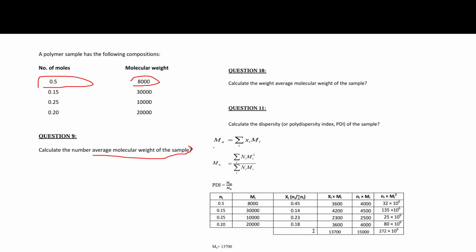To calculate that number average molecular weight, you know that Mn is xi into Mi. So you can do this. Mn is coming around 13,700. How to calculate 9,000? If you want to calculate that Mn, you can calculate by NiMi divided by Ni also. Yes, we can calculate by this. Also we can calculate by this equation, xi into Mi.